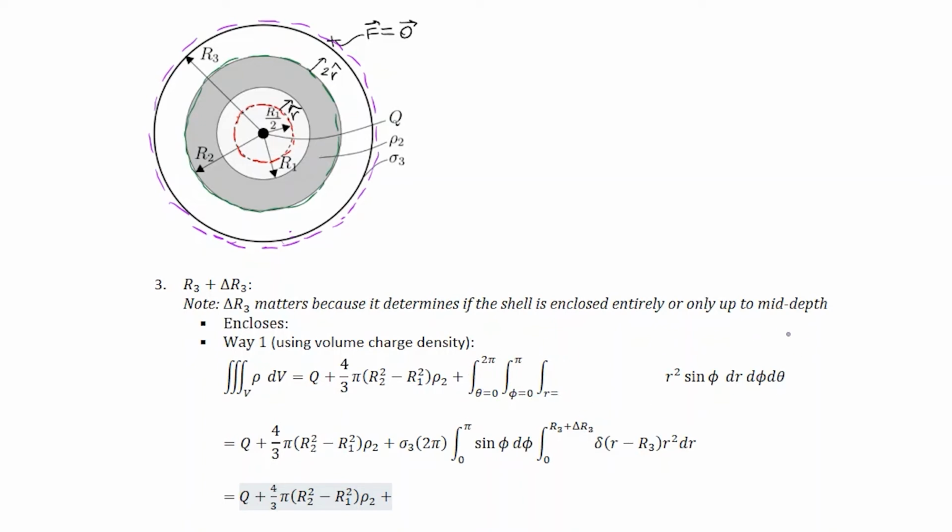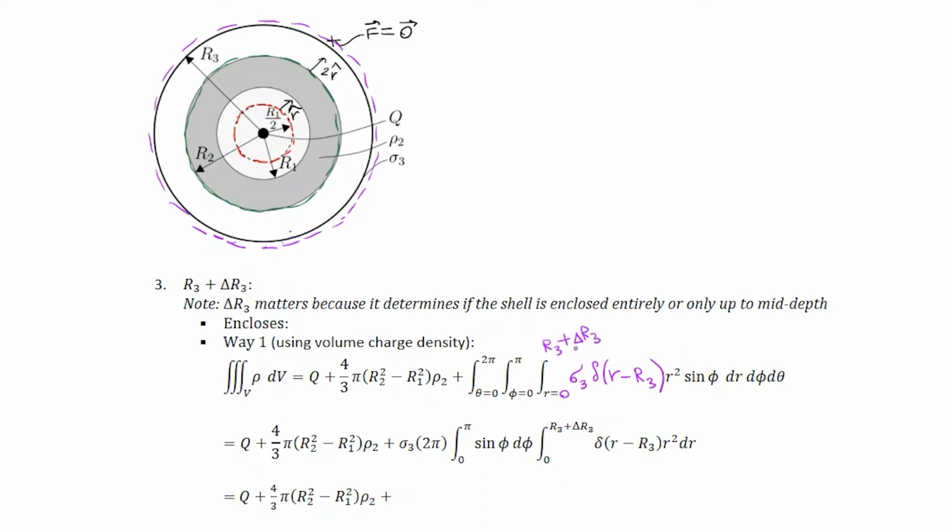Here again, we have this volume integration. This is the Jacobian. These are the bounds on phi and theta. The charge density that we need to put here is sigma 3 delta of r minus r3. This is the charge density of the thin shell. The bounds on r will go from 0 to r3 plus a little bit.